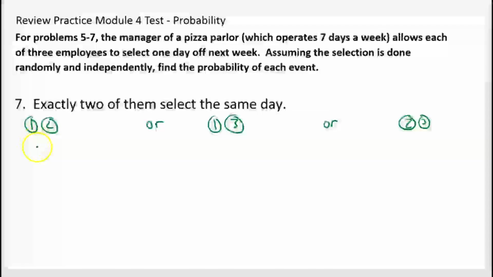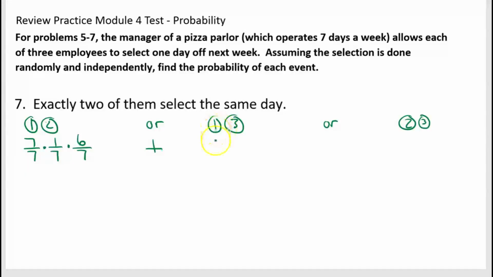So the first employee, she'd pick any day, or he could pick any day he wanted. So that's 7 out of 7. The next employee would be 1 out of 7. Why? Because the day is already picked. Okay, so there were 7 days for each employee to pick from. And the first one picked a day, and the next one's exactly the same day. Now, the third employee had to pick a different day. Am I right? So that means there's 6 days left out of 7. What does or mean? Add.